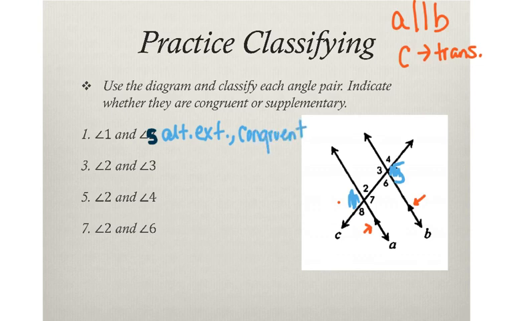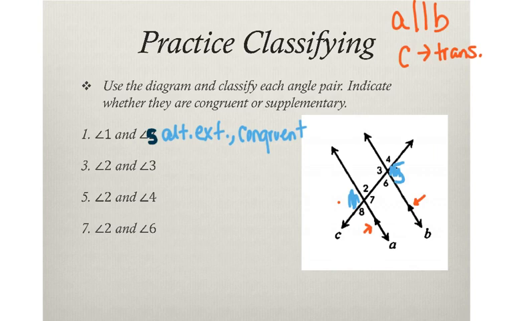Okay, so it's really important to pay attention to what lines are parallel and what line is your transversal. And then just ask yourself, are they outside or inside? In our case, they were outside. And are they on the same side or different sides of the transversal? And in our case, they were on different, so they're alternate exterior angles.